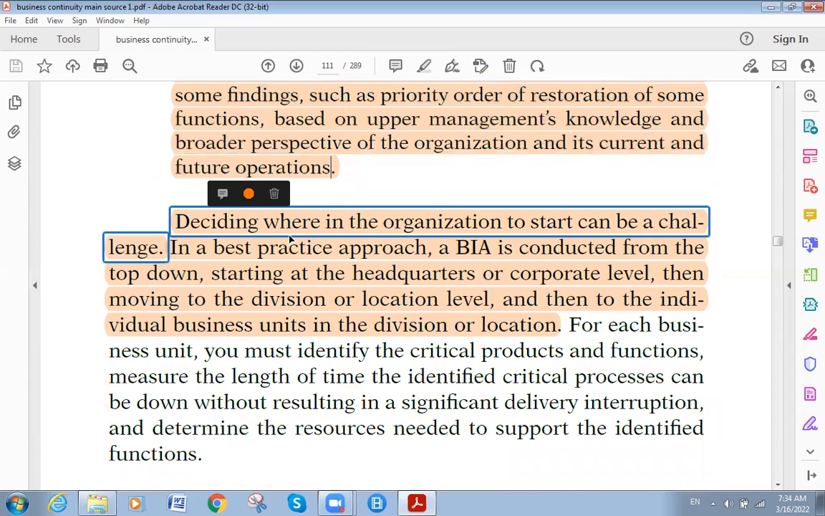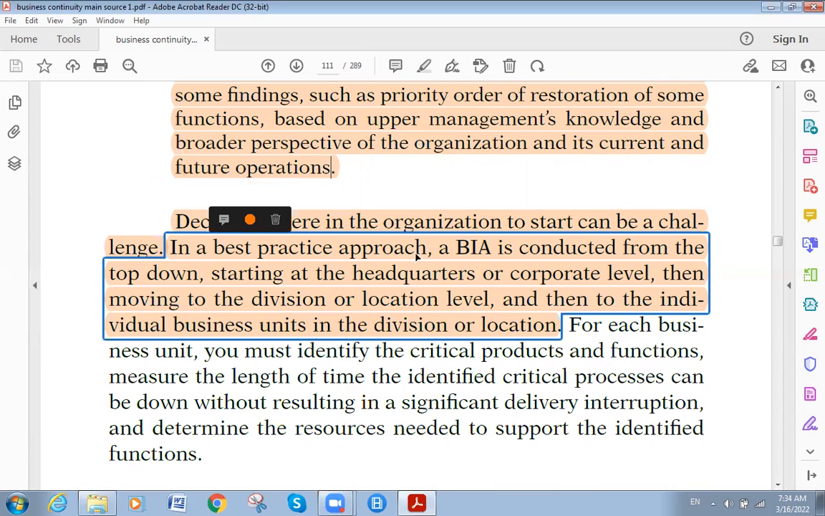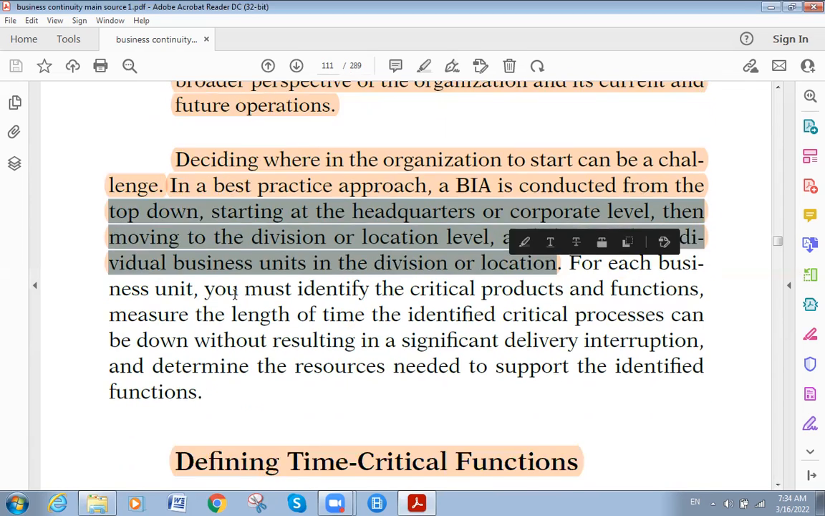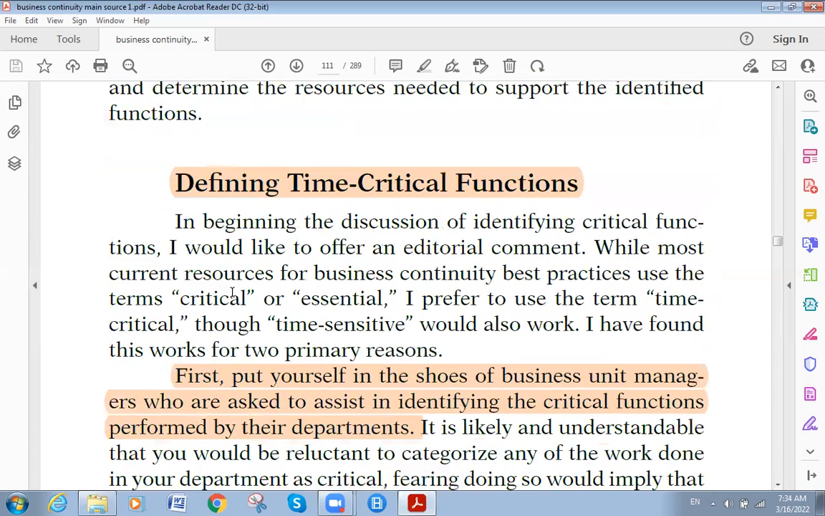Deciding where in the organization to start can be a challenge. In a best practice approach, a BIA is conducted from the top down, starting at the headquarters or corporate level, then moving to the division or location levels, and then to the individual business units in the division or location.